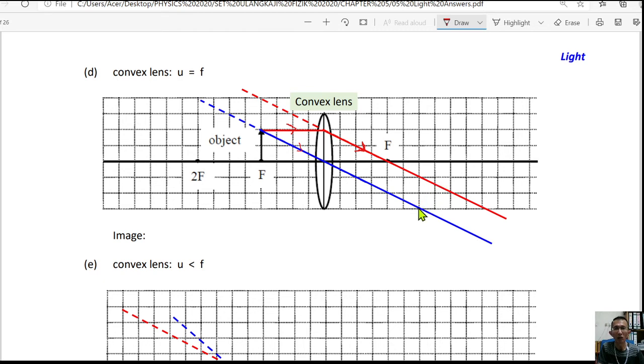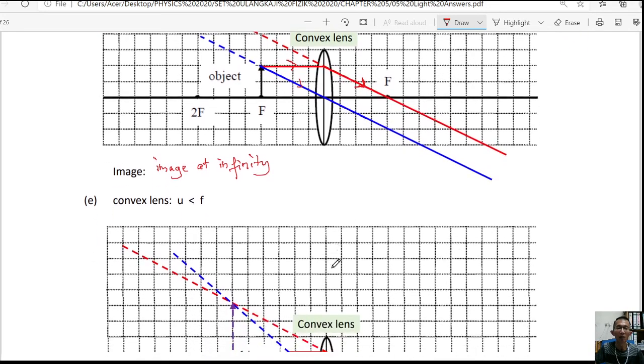So it seems to me that these two lines are parallel. Okay, garisan ini adalah selari, parallel, so they are not going to intersect. So what about the image? So the image will be at infinity. Okay, so image at infinity.